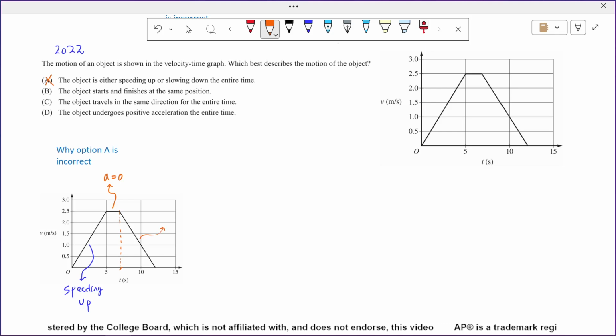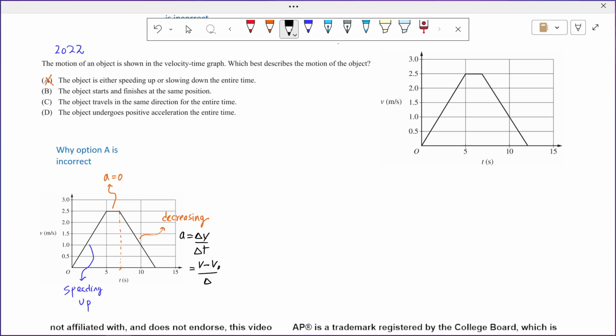And during this, the speed is decreasing positively. But acceleration, as you know, is the slope of the velocity-time graph. So acceleration should be negative. So we can call it deceleration. So during this time to this time, the acceleration is a negative constant value because the velocity is decreasing.